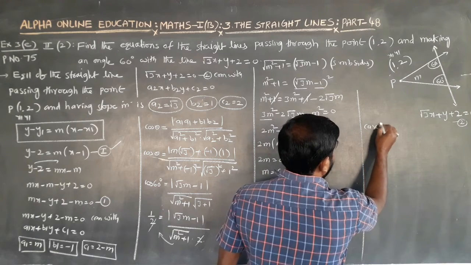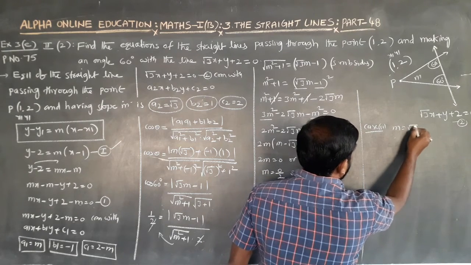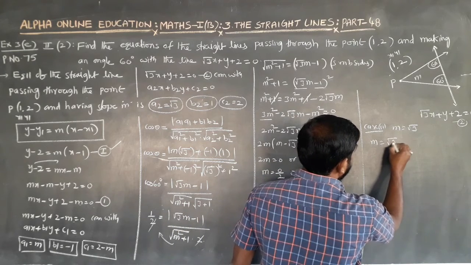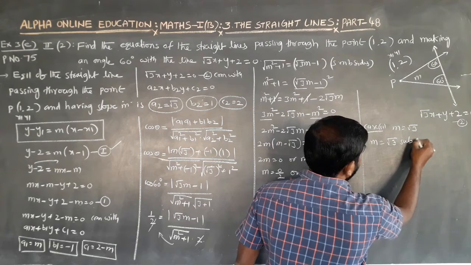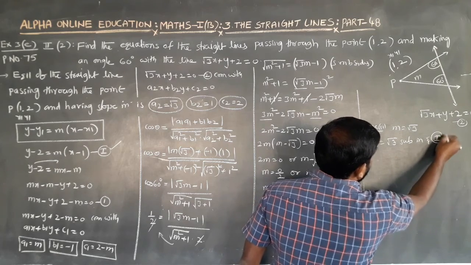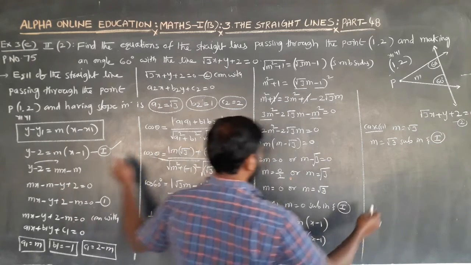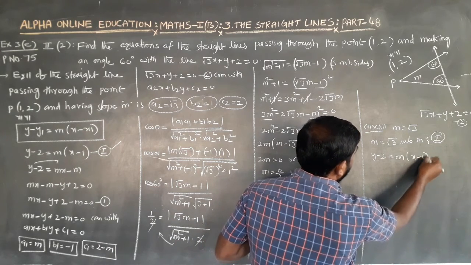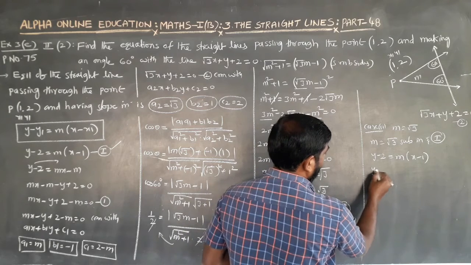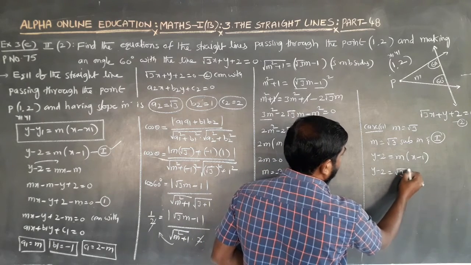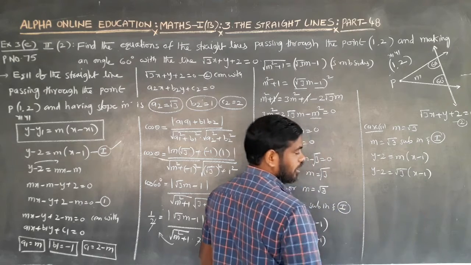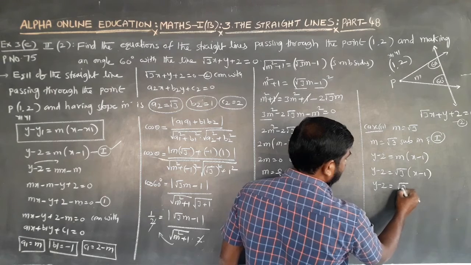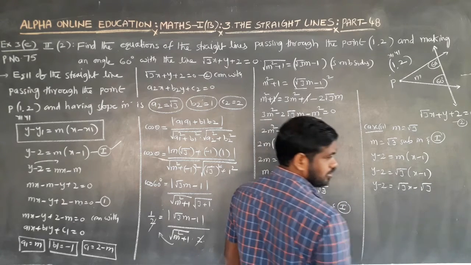Case 2, m is equal to root 3. Substitute in equation number 1, which is y minus 2 is equal to m into x minus 1. Y minus 2 is equal to root 3 into x minus 1. Y minus 2 is equal to root 3 x minus root 3.